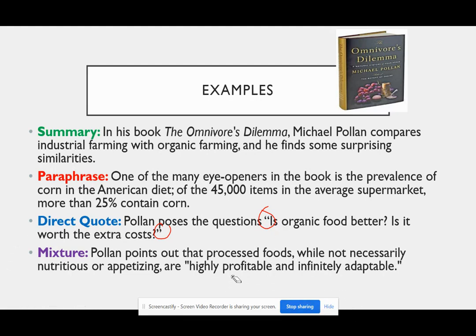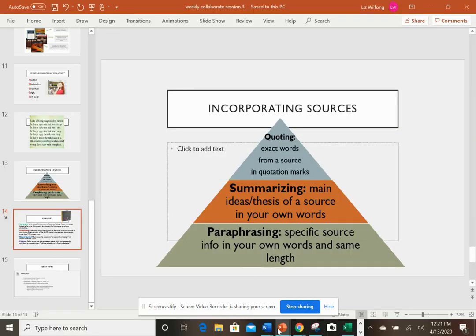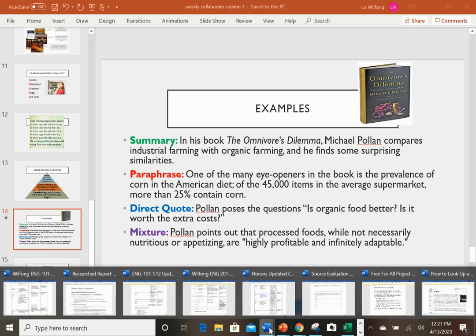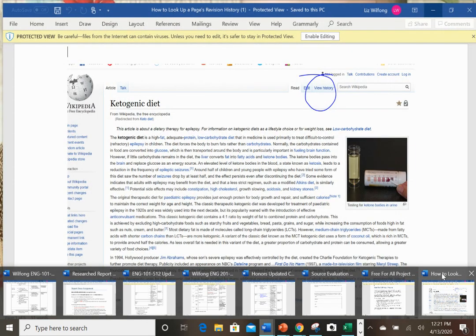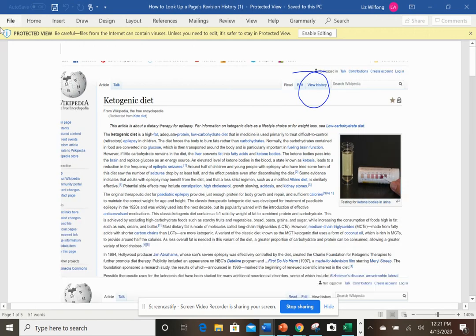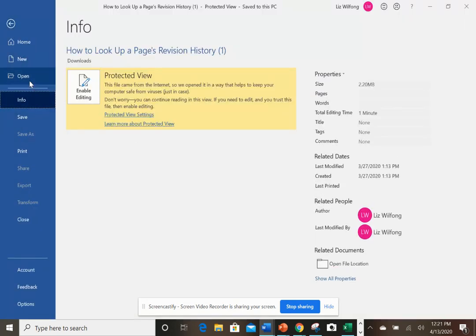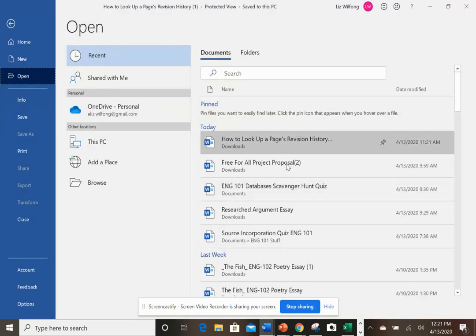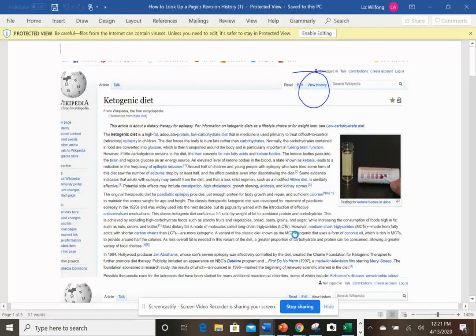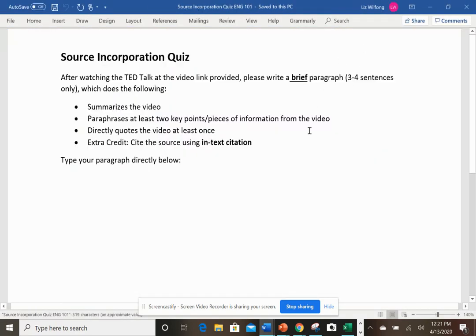Okay, so let's talk about what you're going to do for that source incorporation quiz. It will look like, let me pull it up real quick. Sorry, I know you're like, this is lame, but I was making this very quickly. So there it is. It will look like this when you pull it up.